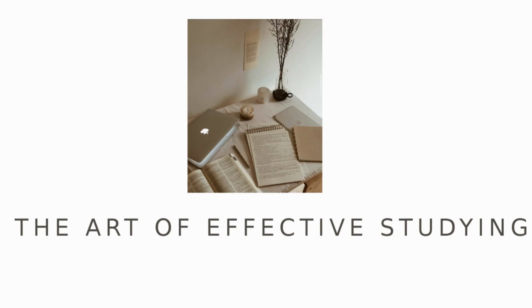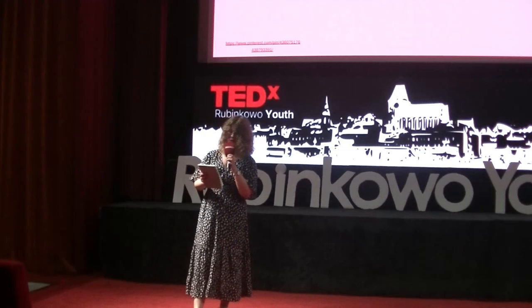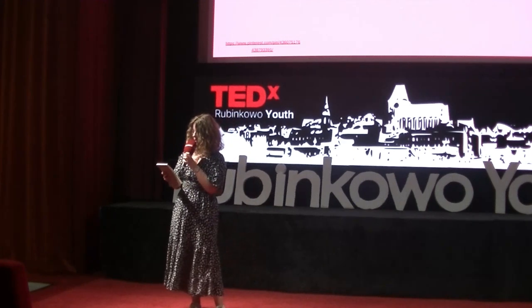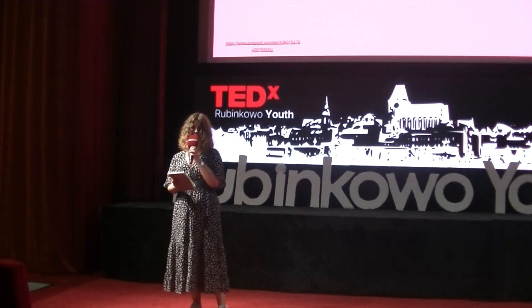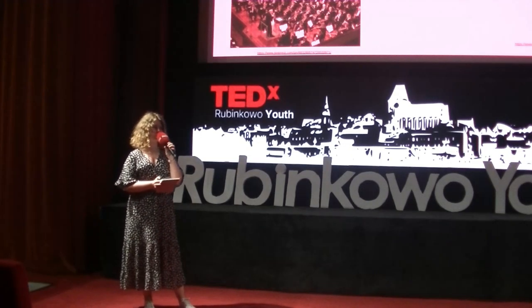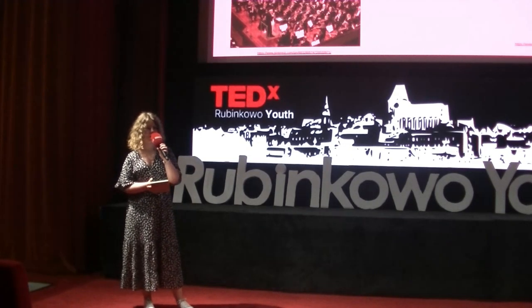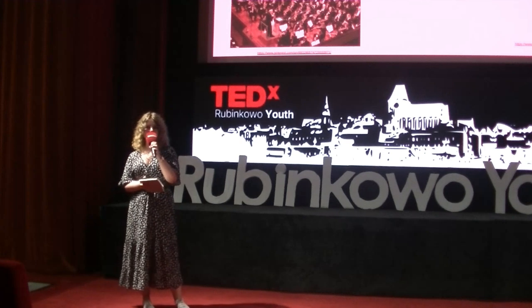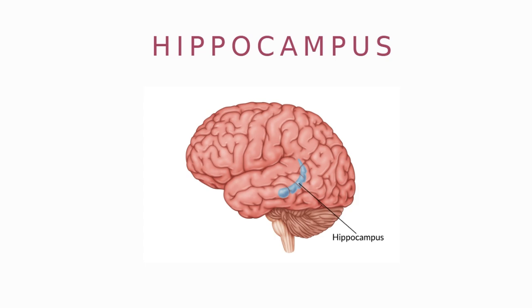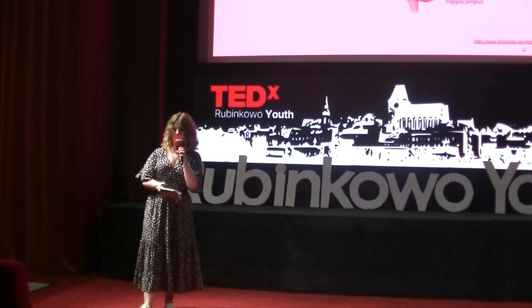Imagine learning as a performance. It can be a concert where the notes of knowledge resonate in harmony and captivate the mind. We can compare effective studying to a Vivaldi concert versus ineffective studying to a concert of a 5-year-old who just started playing the violin. And the first question is, where does learning occur in our brain?